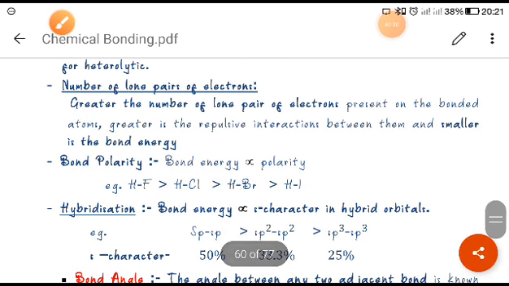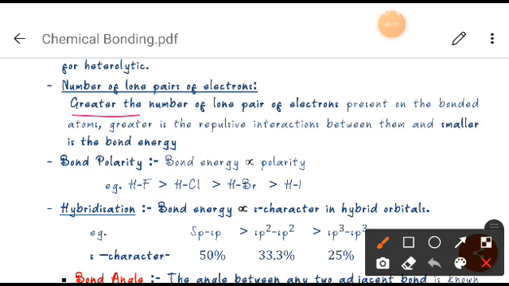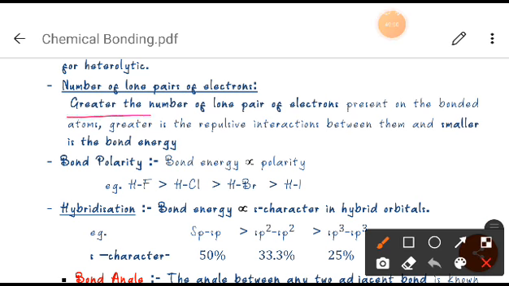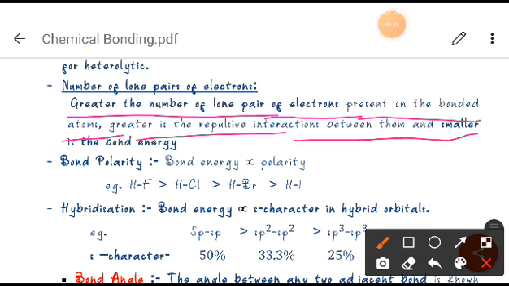Now, number of lone pairs of electrons. The greater the number of lone pairs of electrons present on the bonded atoms, the greater will be the repulsive interaction between them, and the smaller will be the bond energy. It means if the number of lone pairs increases, then the bond energy will decrease. As it has been clearly written here, the greater the number of lone pairs, the greater is the repulsive interaction, and the smaller is the bond energy.